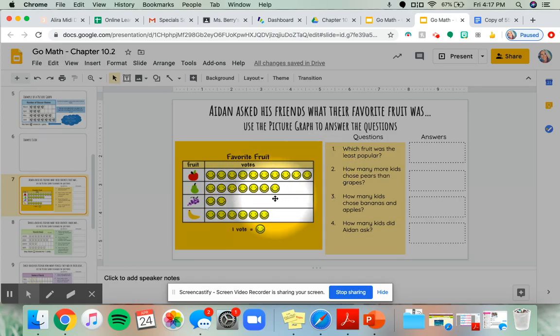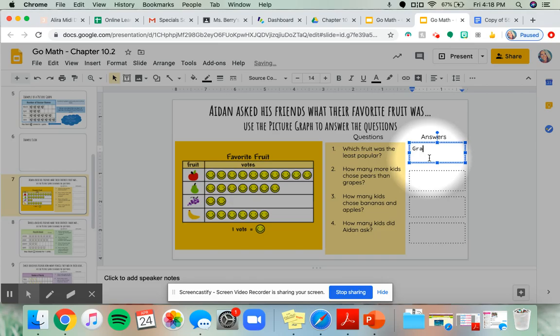So my first question says, which fruit was the least popular? So that means what the person didn't like. So the least one I can tell right away would be grapes. So in my answer box, I'm going to write grapes. And remember, these don't have to be complete sentences.